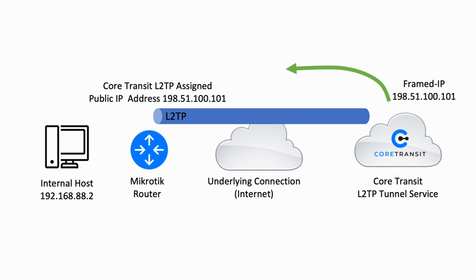And like I said, the Core Transit setting for this single IP address is the framed IP address setting. There's other videos that we're putting together that explain the framed route settings for when you have multiple IP addresses. So with that being said, let's dive into the Mikrotik configuration and get started.